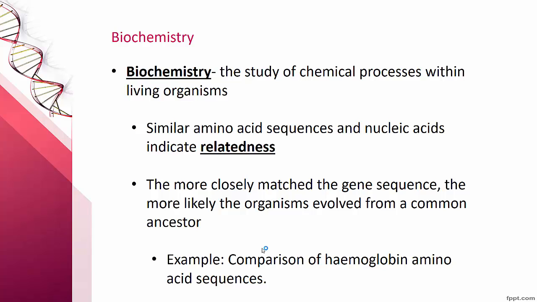Last but not least, it is biochemistry, a relatively new field of study compared to comparative anatomy or something. An example of this is looking at the amino acid sequences and nucleic acid in organisms, and if there are similarities, this indicates a concept called relatedness. So the more closely the matches are in a gene sequence, the more likely that organism evolved from a common ancestor.